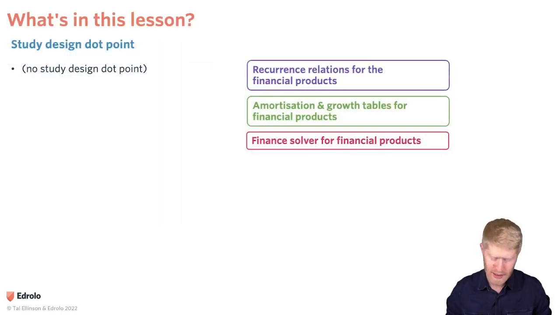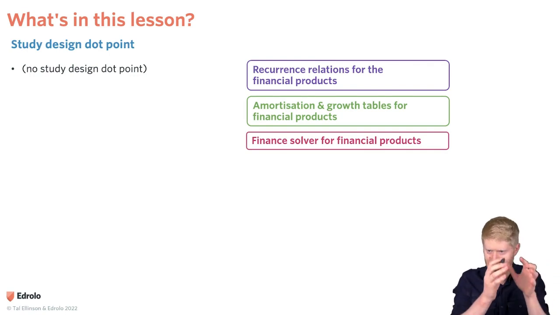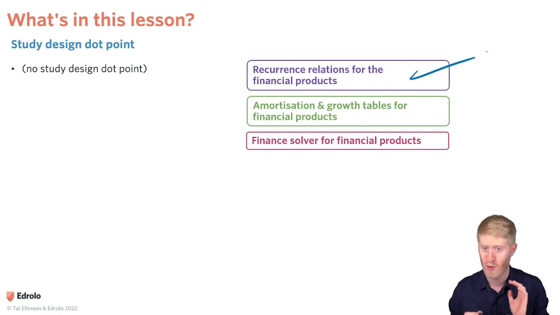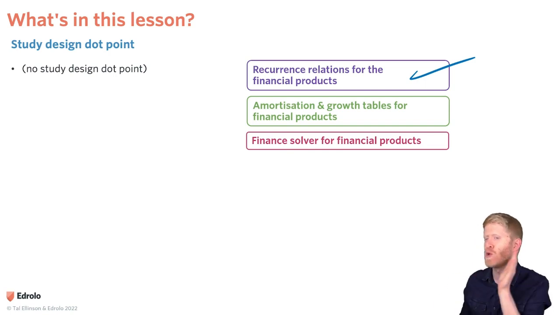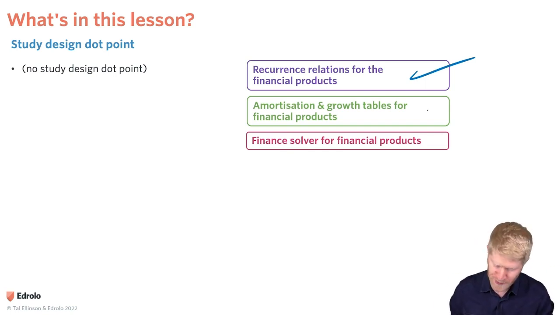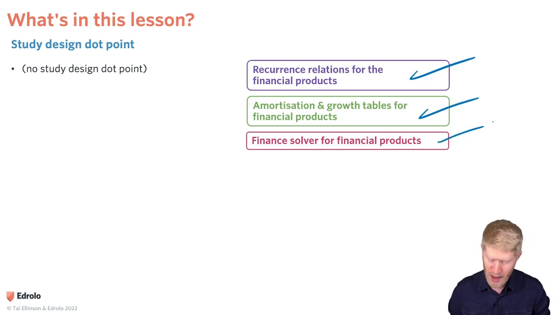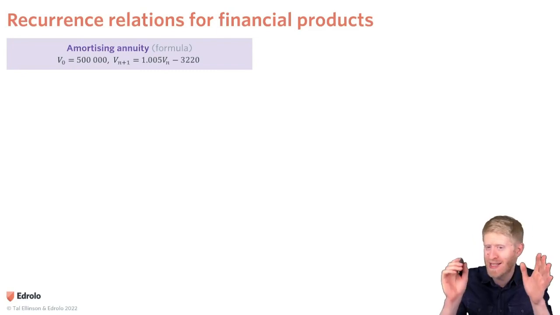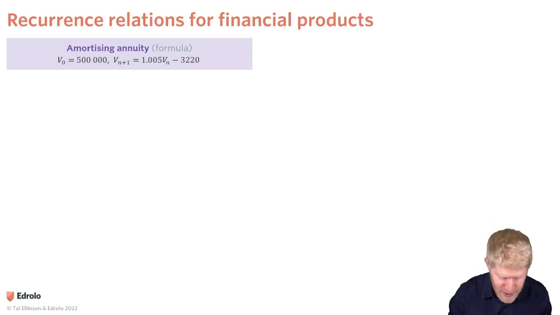We're going to look at 3 key skills that are often done separately under each financial product, but by comparing them, it will hopefully give us a better understanding. In our first key skill, we're going to look at recurrence relations for financial products and use that to help us understand the difference between our financial products. We're then going to look at the amortization tables and then a basic overview of how to use the finance solver. All right, the first financial product we're going to look at is an amortizing annuity, and we're going to understand it through its recurrence relation.